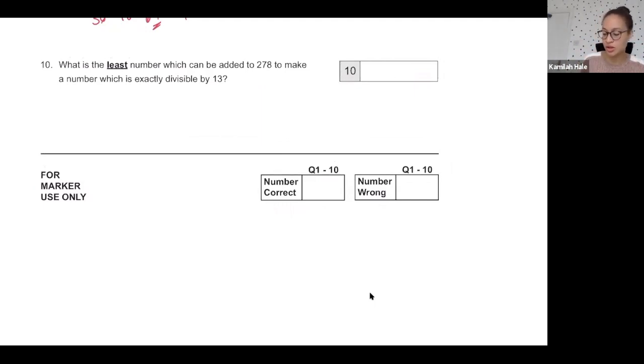So what I would like you to do is work out 278 divided by 13. However, I want you to write your remainder as a whole number. So these days you usually write the remainders as decimals, but just write R and then your remainder. So work that out for me and let me know what you get in the chat. Yep, that's right, Christian.